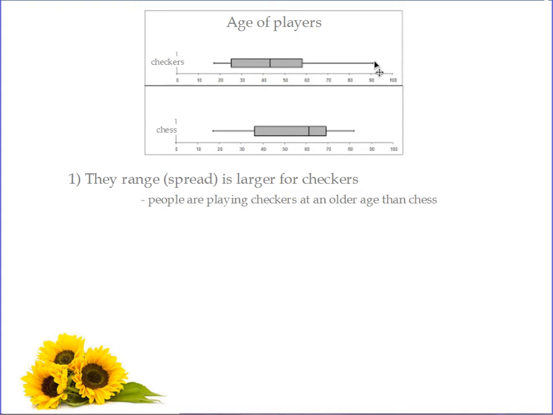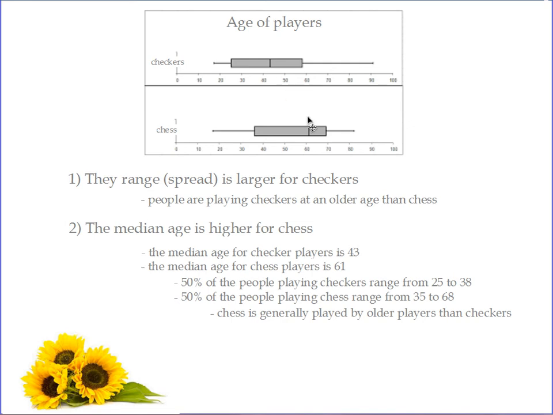But also, this maximum in our checker category, notice how this whisker on our box plot is longer, so this might be an outlier. We don't know. But just looking at the data, we have an older player that plays checkers than we do that plays chess.